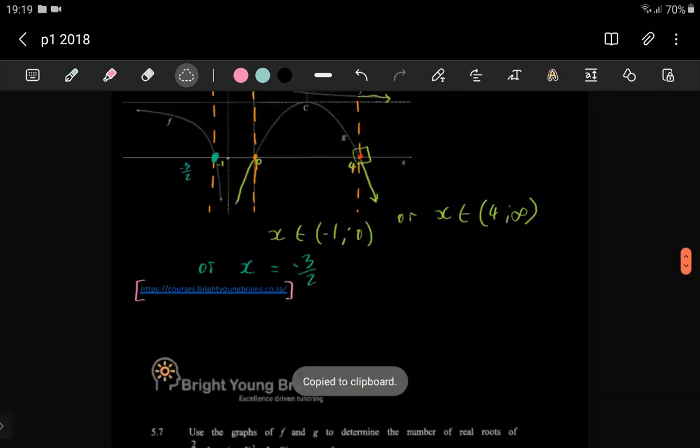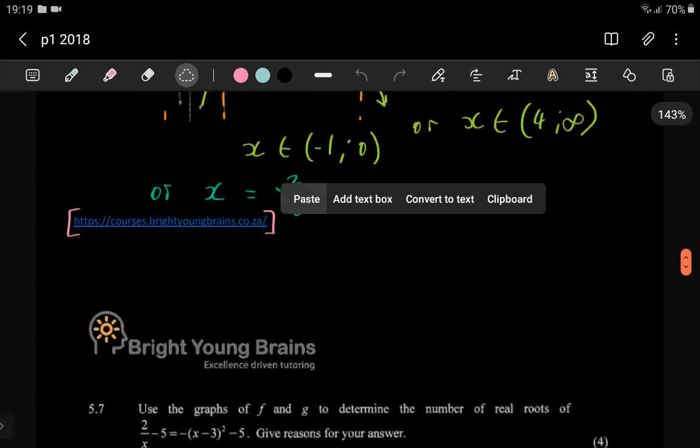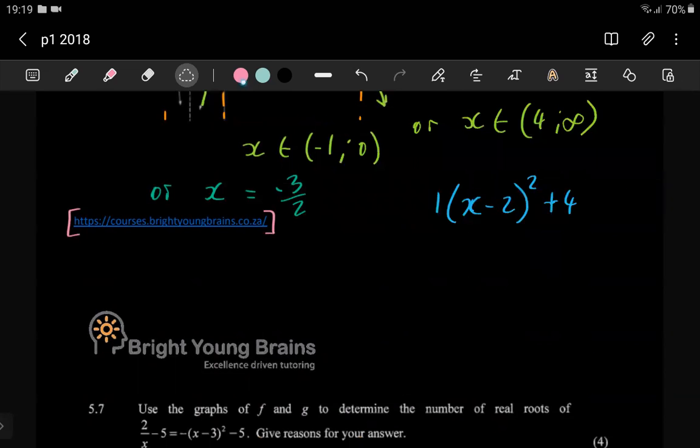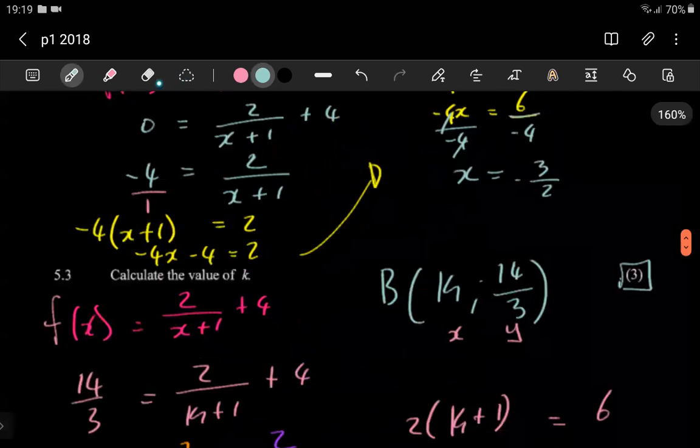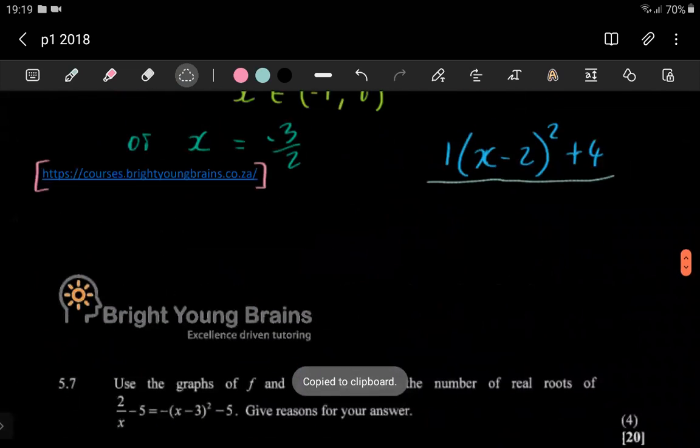Okay, and then let's see the one of g cos 3. So f is on top here. Let's put g down there. So g looks like what? G looks like this. Copy and then paste.